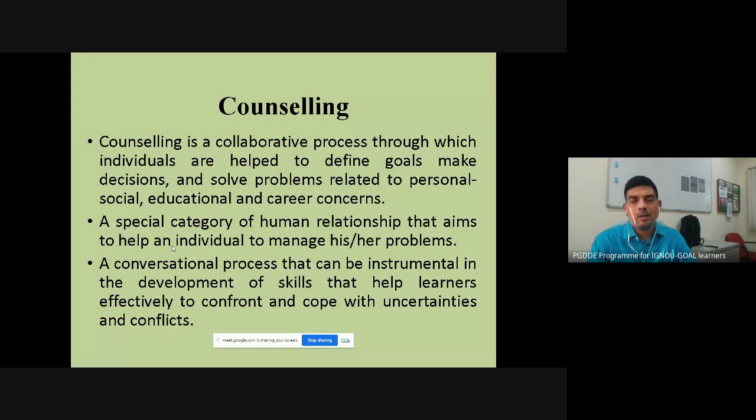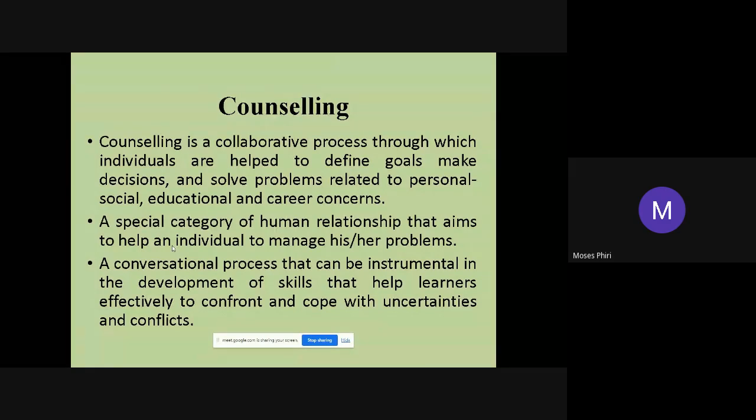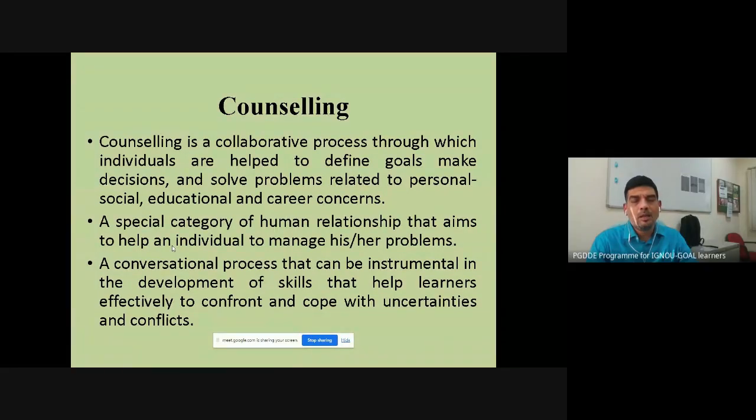Until and unless you communicate certain problems, no one is going to know about them. You have to communicate that, and you have to initiate a conversation. Then only can the problems be solved, or a learner be helped to reach his or her goals. That's why we define counseling as a conversational process, a special category of human support, and a collaborative process. I think counseling is clear to all of you as a concept.